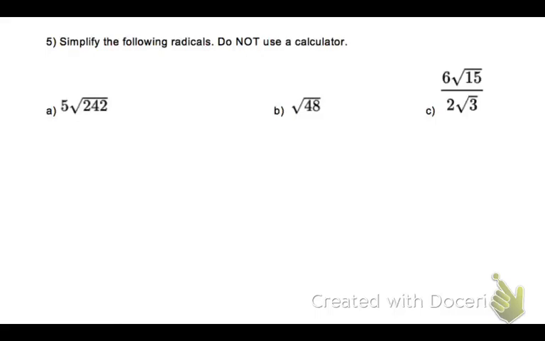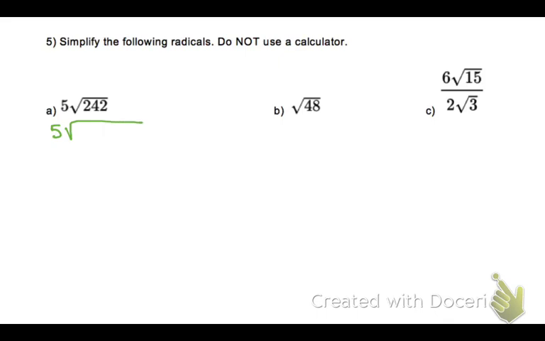Okay, 7th period quiz. This is problem number 5. Simplify the following radicals. Do not use a calculator. So 5 times the square root of 242. So we need to factor the square root of 242.